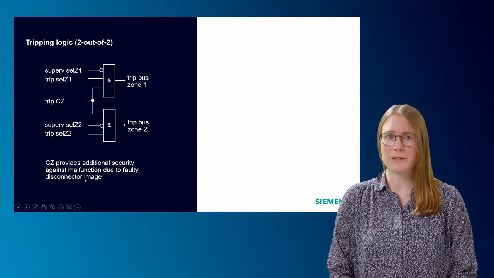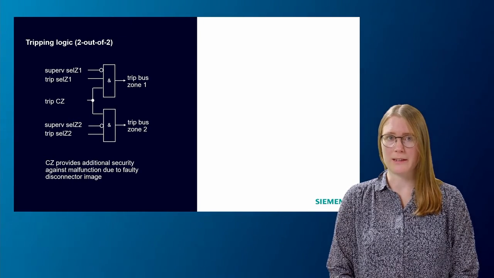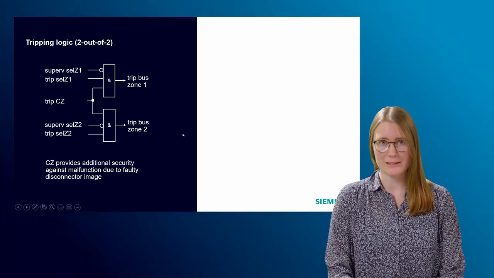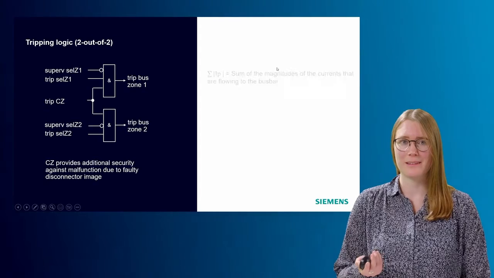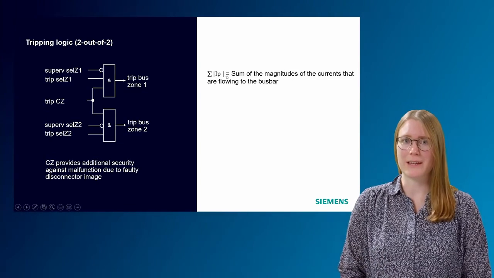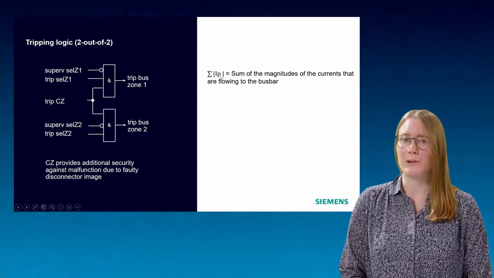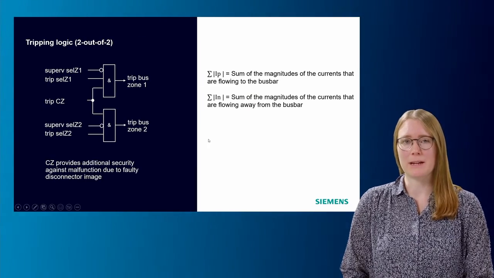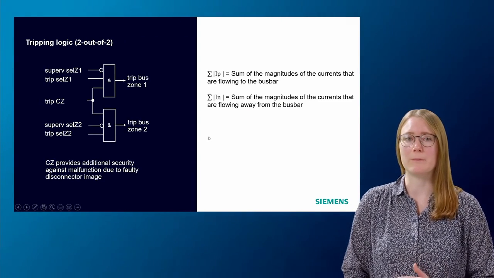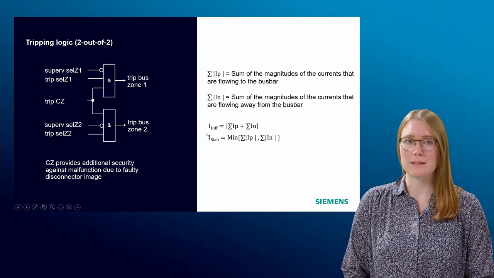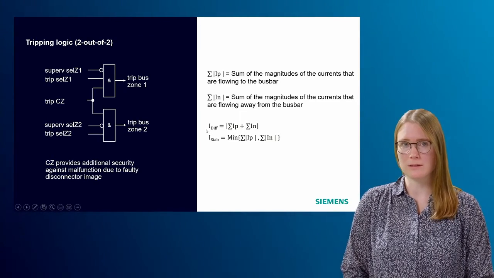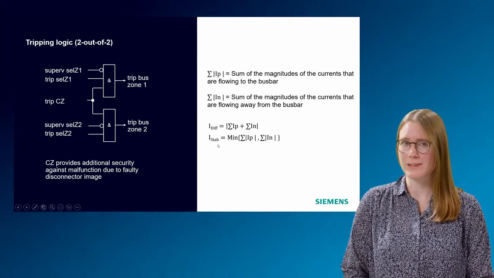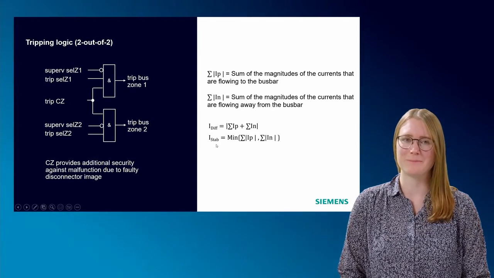As with the differential protection, for the check zone protection, a stabilizing current and a differential current are calculated. However, the calculation is different. For the stabilization current, you take the sum of the magnitudes of all the currents that are flowing to the busbar, and you take the sum of the magnitudes of the currents that are flowing away from the busbar. The smaller of the two values is used as the stabilization current. The differential current is the sum of all currents with signs, not just the magnitudes.